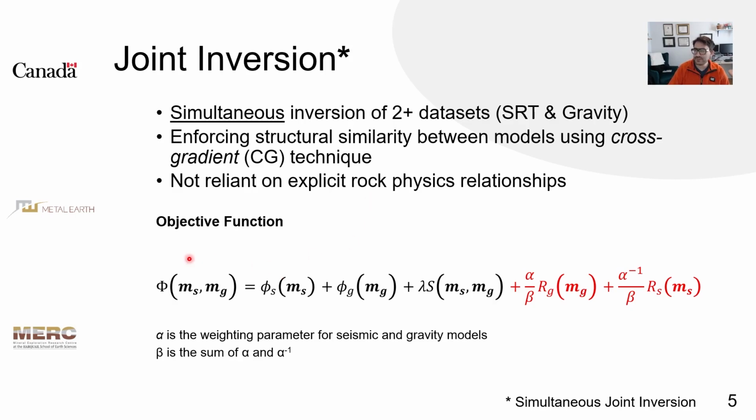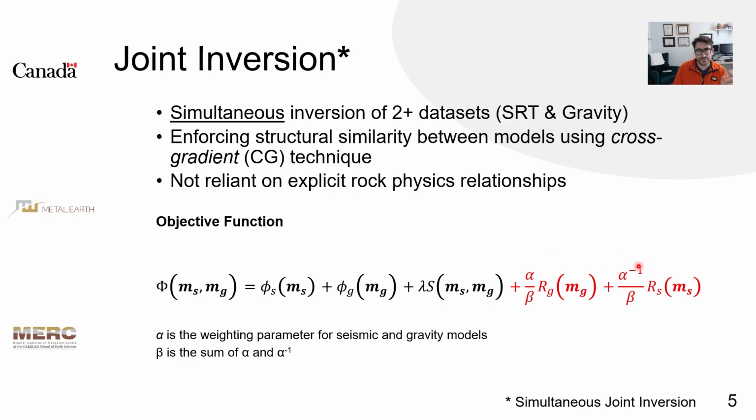So the objective function for this scheme has 5 parts which need to be optimized. The first 2 are the data misfits for each the seismic tomography model and the gravity inverse model. That third part is that structural link. In this case, we're using something called a cross gradient technique. And the fourth and the fifth parts are linked. They trade off with each other.